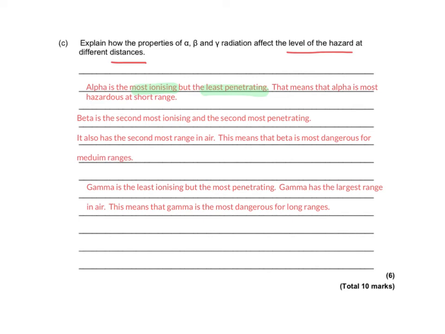So to finish that question off then, I've put here that gamma is the least ionizing but the most penetrating. Gamma also has a large range in air, and that means that gamma is the most dangerous for long ranges. These questions tend to be quite difficult to mark, so having done a provisional marking of this question, you might want to ask your teacher just to double check to see if it will get 6 marks or not.